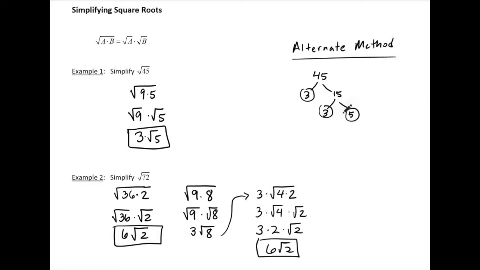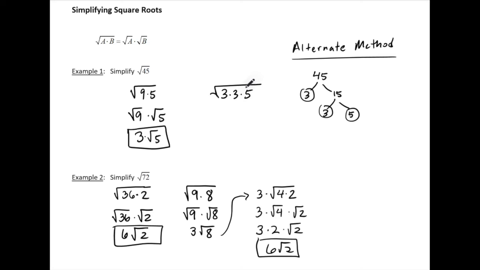15 is equal to 3 times 5. And 3 and 5 are both prime factors, so all of the branches are complete now. And that gives us the prime factorization for 45: 3 times 3 times 5.